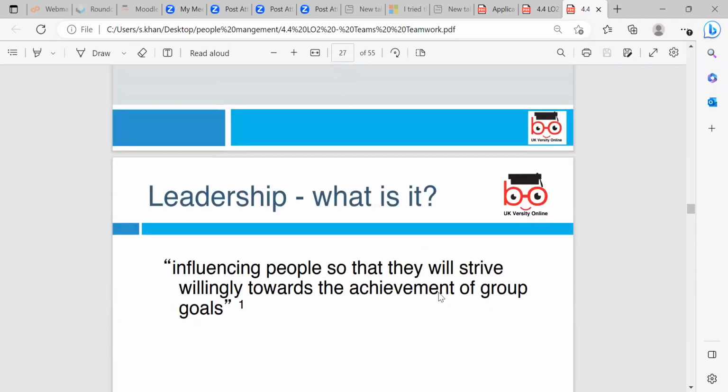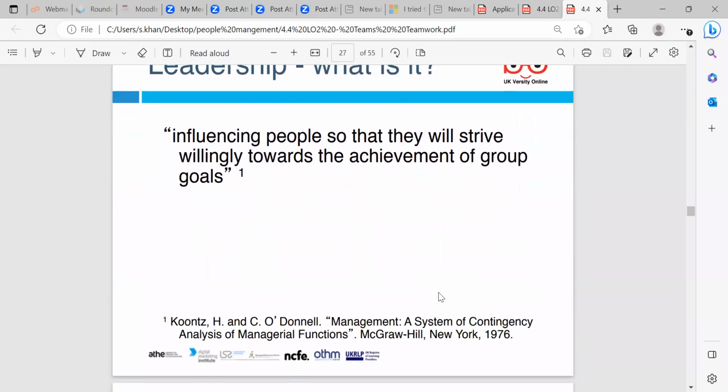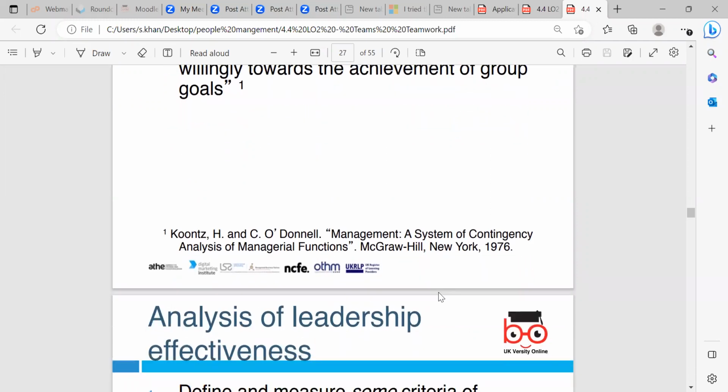So what is leadership? Influencing people so that they will strive willingly towards the achievement of a group's goals. Leadership has different meanings and different styles. Sometimes the action of leading a group of people or an organization could be another definition you could use. A leader, in simple words, is the one in charge, the person who convinces other people to follow. A great leader inspires confidence in their own people and their own team and moves them to action.